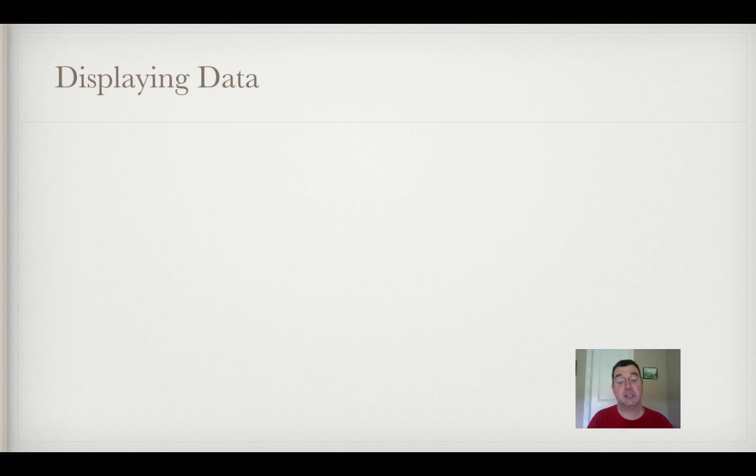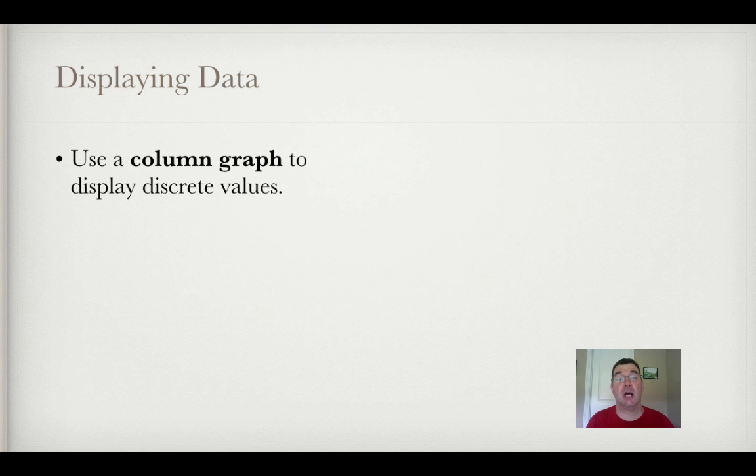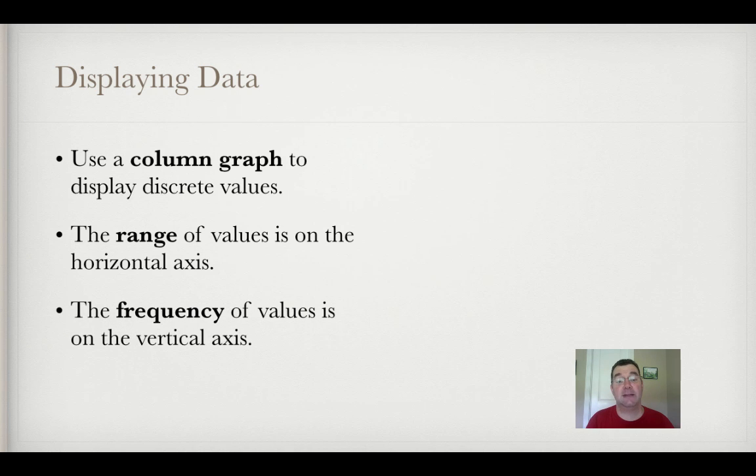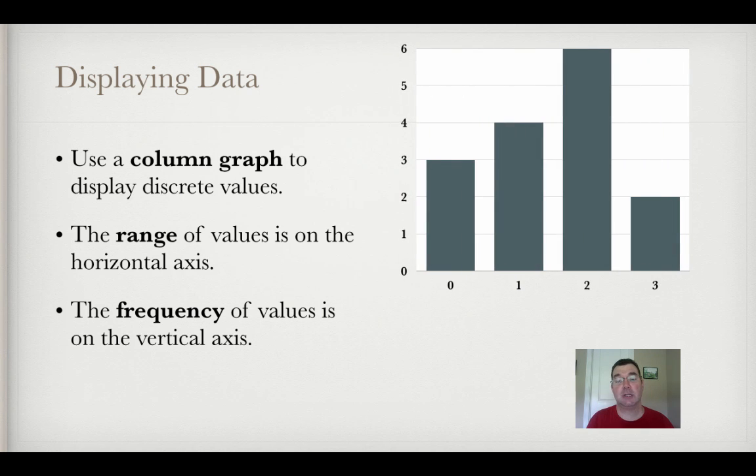Okay, now if I want to display that data, I'm going to use a column graph with different heights of columns to represent the different values. So the range of the values is going to go on the horizontal axis. So that was the number of siblings that people could have. And then the frequency of those values is going to be on the vertical axis. So that's what it's going to look like.